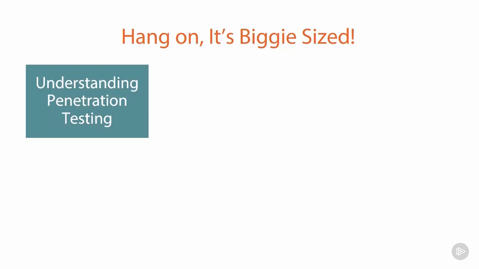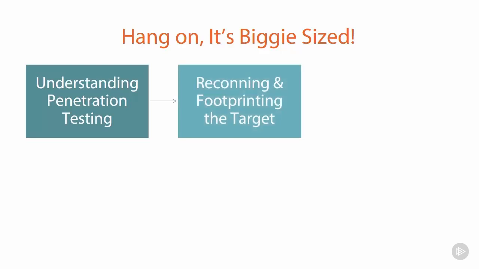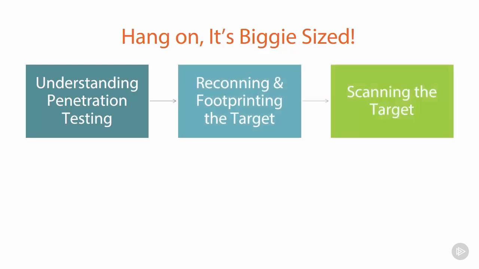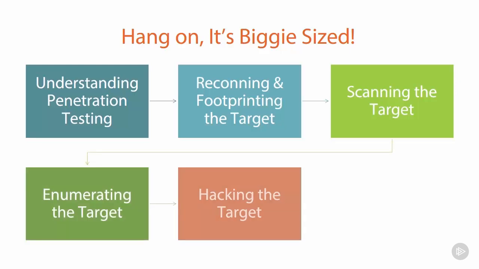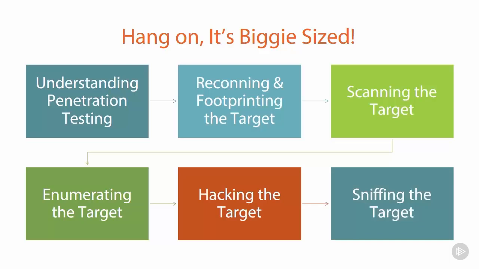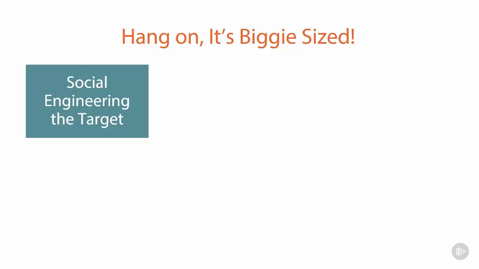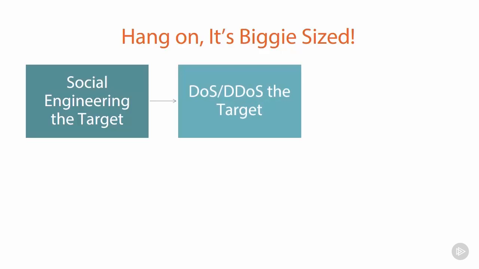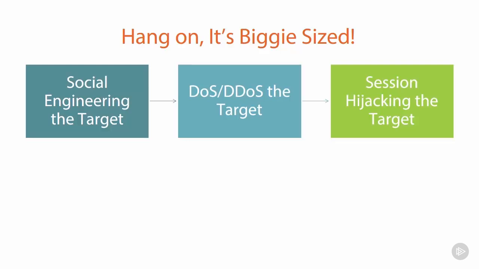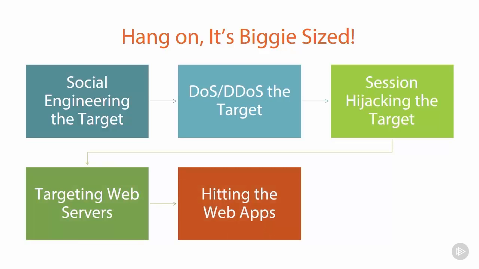So as I mentioned already, we're going to start off in this particular module looking at understanding penetration testing. And then again, we're going to go through each of the domains and talk about pen testing and how it works with reconnaissance and footprinting, as well as how do we pen test and scanning the target or enumerating the target. We'll also talk about pen testing on hacking the target and sniffing the target. After we get done doing that, we'll go through and look at social engineering the target in a pen test, as well as looking at denial of services and DDoSs. We'll also look at things that we need to cover when we're trying to do a session hijack on the target. And then we'll dive into targeting web servers as well as the web apps on pen tests.